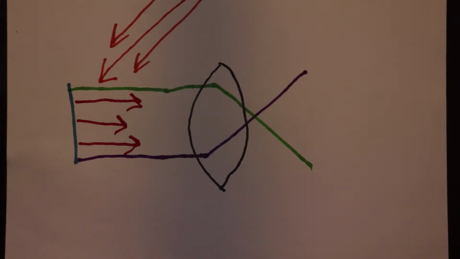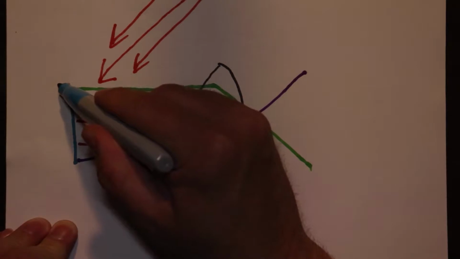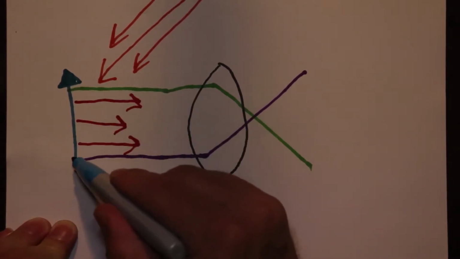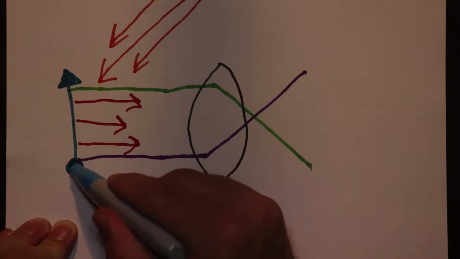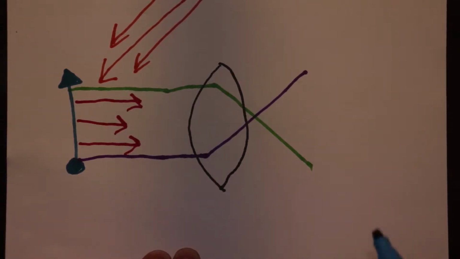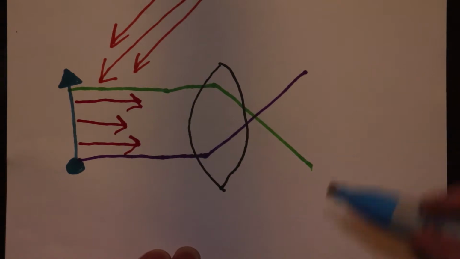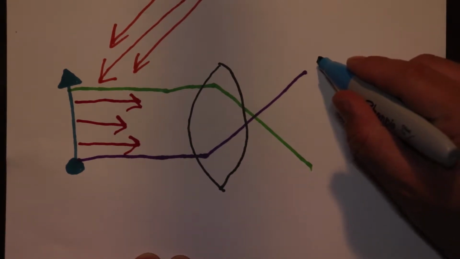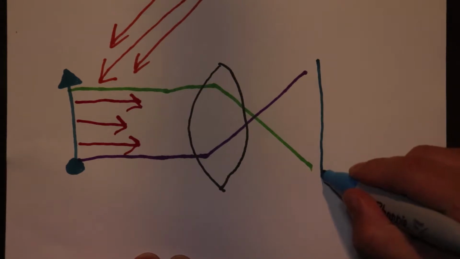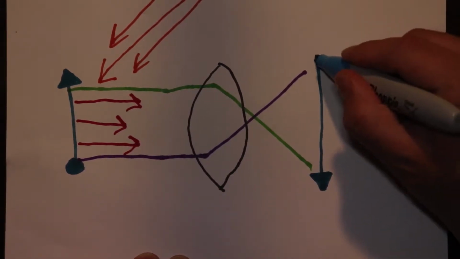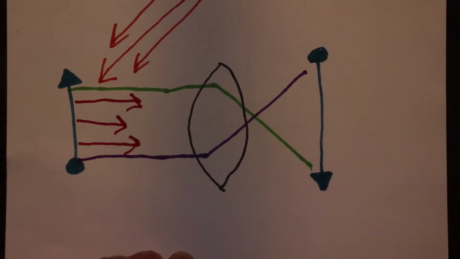So if we imagine that we were looking at an object that has something special at the top to make the top distinct, and something special at the bottom to make the bottom distinct, when the light passes through our lens and travels to the back of the eye or the retina, the object now appears to be upside down.